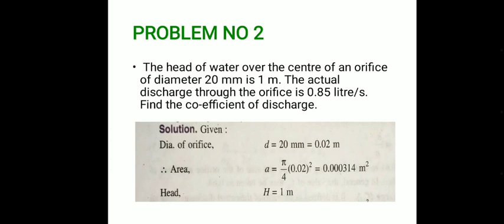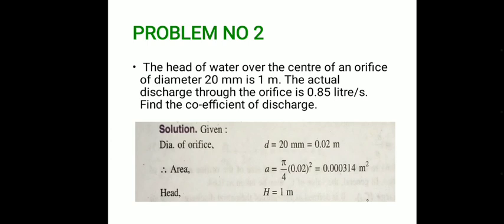Moving on to the second problem. The head of water at the center of an orifice of diameter 20 mm is 1 meter. The actual discharge through the orifice is 0.85 liter per second. Find the coefficient of discharge. In the question, it is given that the diameter of the orifice is 20 mm and the head is 1 meter. The actual discharge through the orifice is 0.85 liter per second. Find the coefficient of discharge.